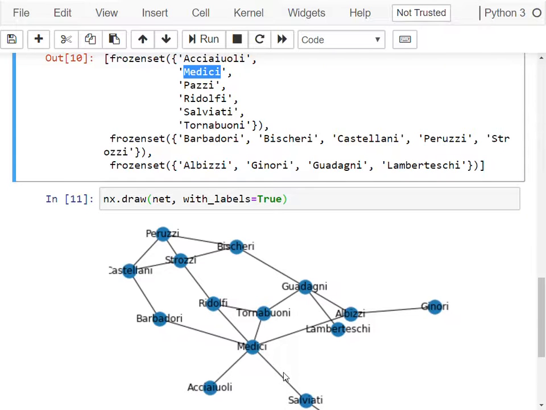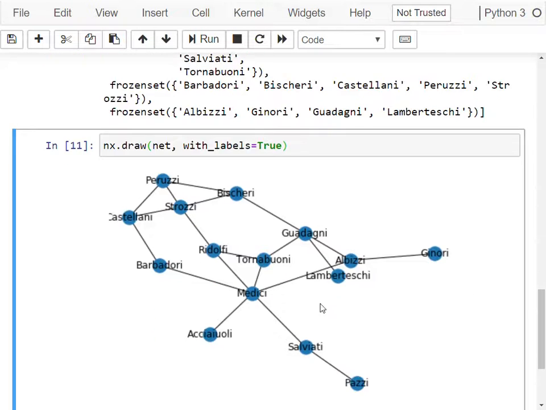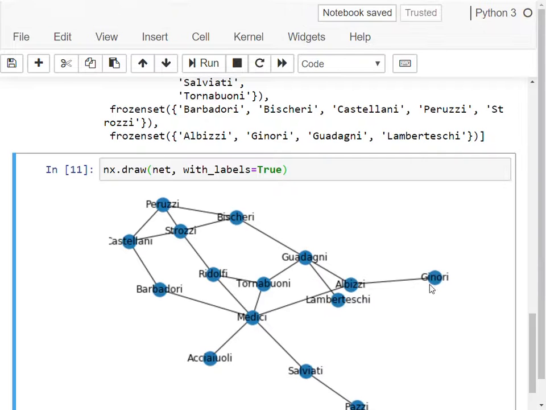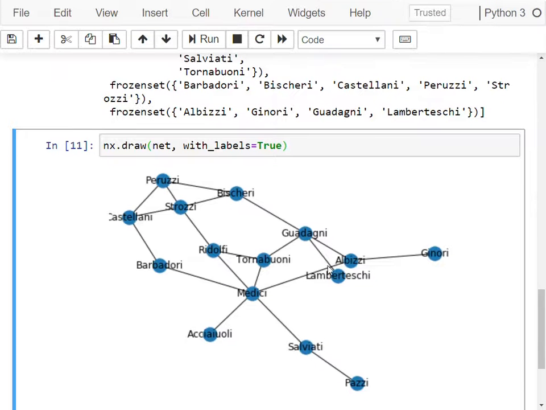But then we have the last community, which is this one containing the Albizzi, Ginori, Guadagni, and Lamberteschi. So basically those four nodes here. So you can think about these four nodes here as a community. They're not connected much with the rest of the network, but then you've got a big community here, which is centered around the Medici. And then we have the Peruzzi community here.